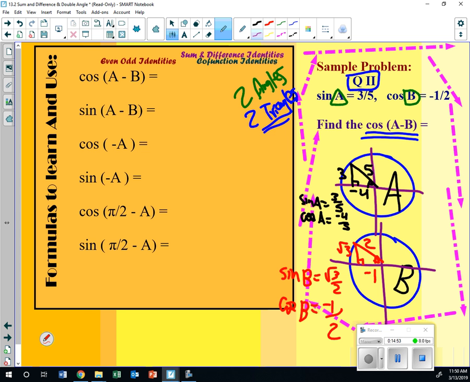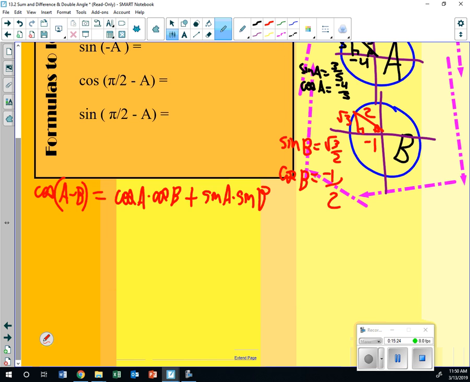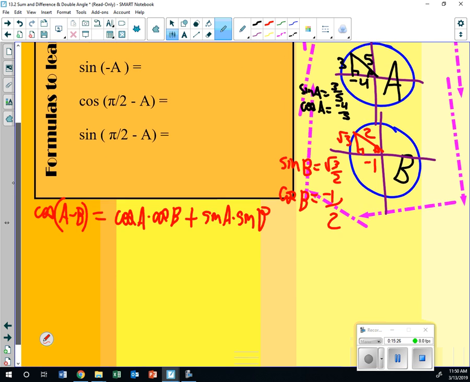Then you answer the question, cosine A minus B. Everybody's going to have to memorize this one except Abby. No, nobody's going to have to memorize it. Cosine A minus B. You go here and you just write it down. Cosine of A, cosine of B. This is a minus. This, unfortunately, will be a plus. Sine of A, sine of B. And then all you have to do now is just plug in what you found.